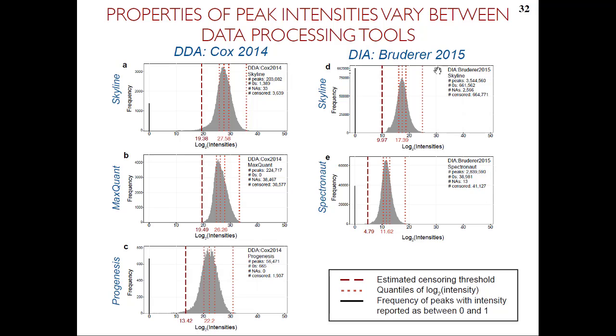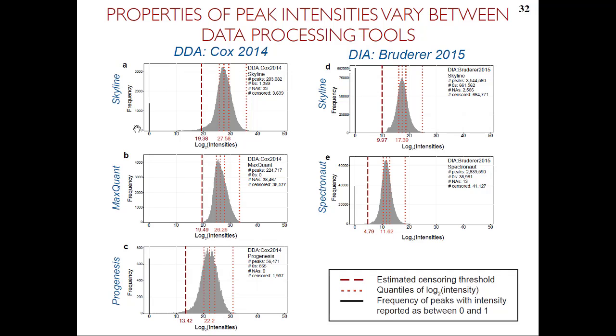Let me illustrate this. We have two data sets here. This is a DDA experiment from the MaxQuant LFQ paper, and this is a DIA experiment. They're both controlled mixtures, but that doesn't really matter. They're both published. We have this data set processed with Skyline, MaxQuant, and Progenesis, and this data set processed with Skyline and Spectronaut. These gray shapes are the histograms of all the log intensities of everything in this experiment. Every single intensity across all proteins, all runs, all transitions and or fragments, is reported together in this histogram of intensities.